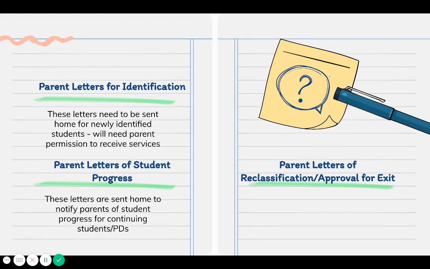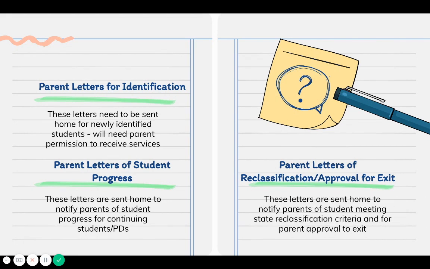Parent letters of reclassification or approval for exit. These letters are sent home to notify parents of students meeting state reclassification criteria and for parent approval to exit as English learners and no longer receive ESL or bilingual services.